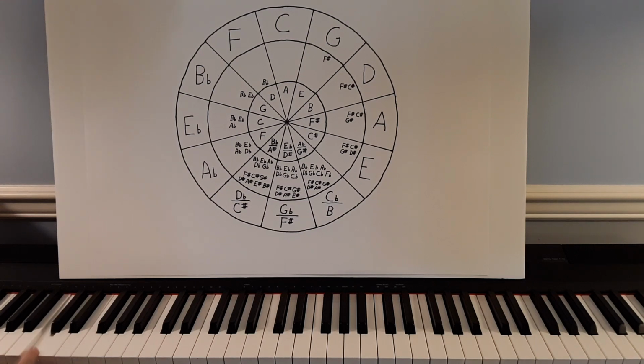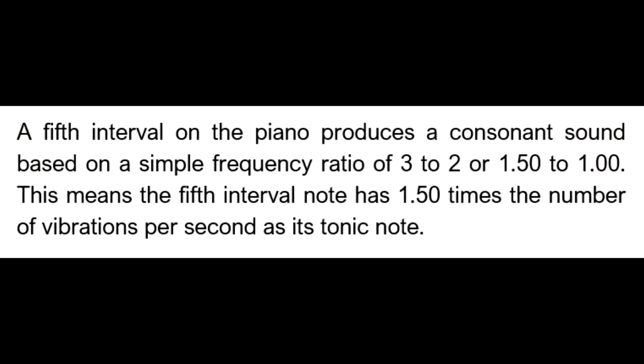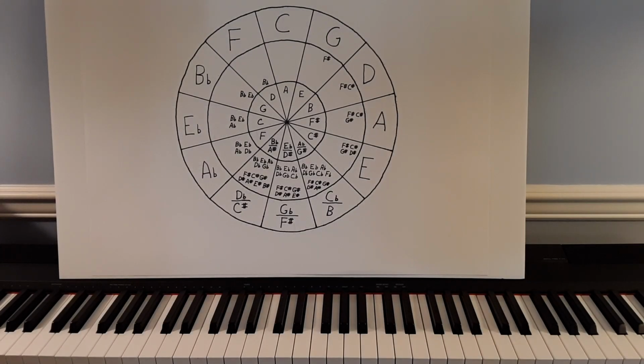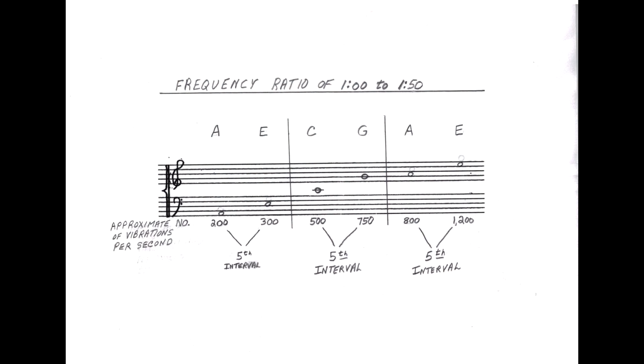A fifth interval on a piano produces a consonant sound based on a simple frequency ratio of 3 to 2 or 1.5 to 1. This means that the fifth interval note has 1.5 times the number of vibrations per second as its tonic note. And to demonstrate the arithmetic of this comparison, on the screen is an example showing the fifth interval at 3 select locations on the keyboard.